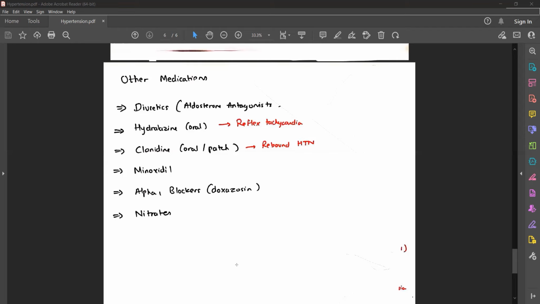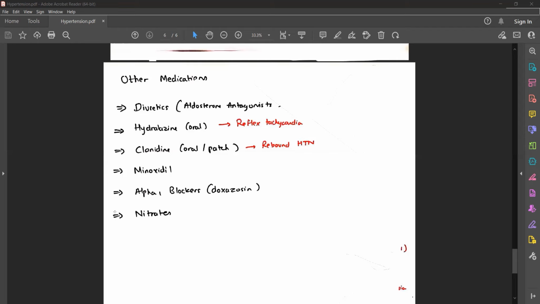So that is something to keep in mind. Then minoxidil and alpha blockers like doxazosin and nitrates. Nitrates can be used if the patient has angina and you also want to control their blood pressure. So that is something that you can consider based on the comorbidities.